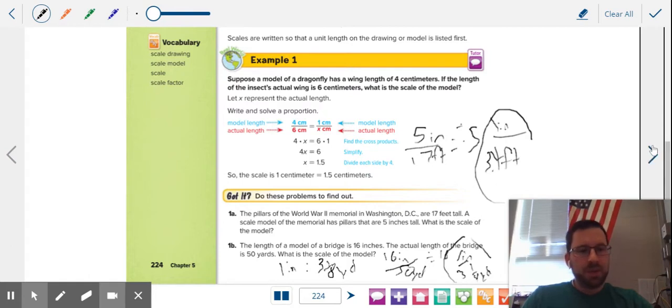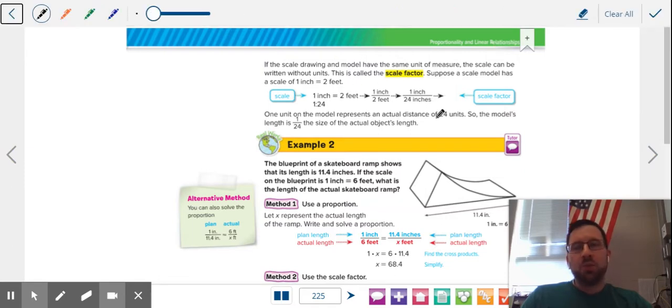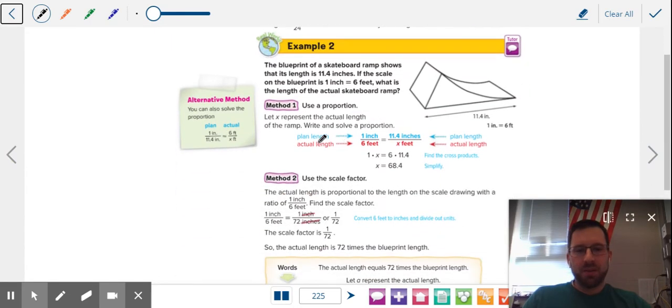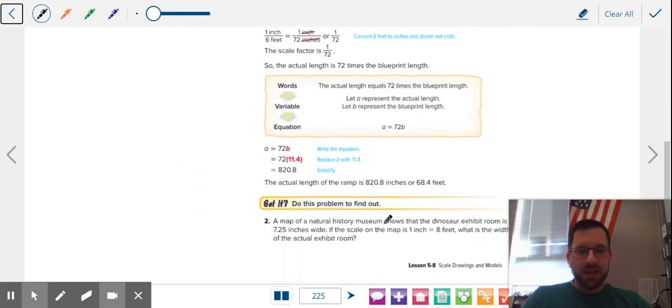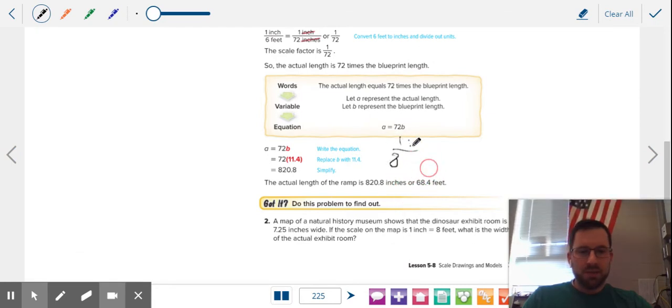All right, so now, how do we figure out scale factor? What scale factor is, you take the scale and it tells you how much bigger the real thing is or how much smaller the real thing is than the picture. So you're going to take your scale and make it the same unit. In this case, the scale is 1 inch equals 8 feet. Inches on top, feet on bottom.